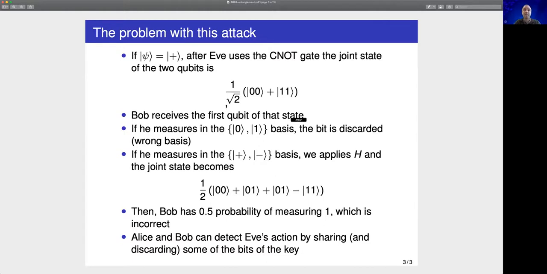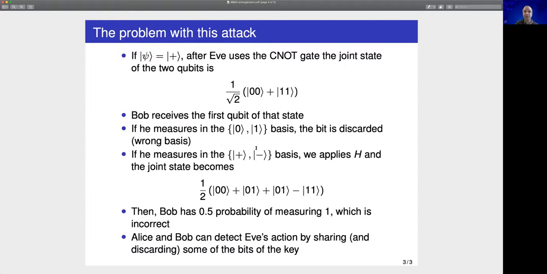Then Bob receives this qubit, and he can decide to measure either in the 0-1 basis or in the plus-minus basis. If Alice sends this qubit and Bob measures it in the 0-1 basis, then this is an incorrect choice, and this bit will be discarded. It won't be used for the key generation. So we can simply ignore that situation.